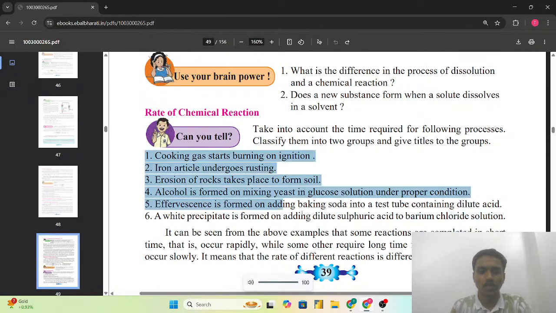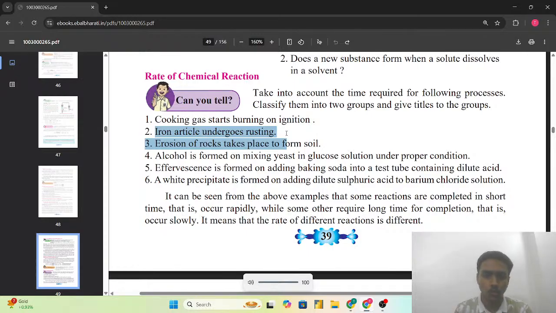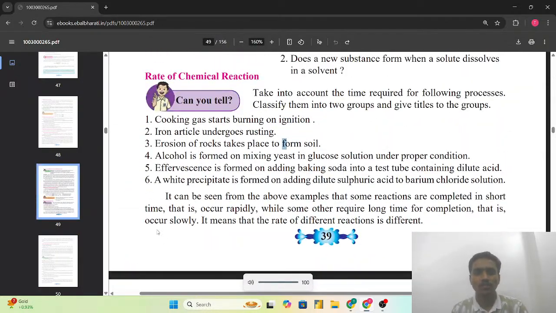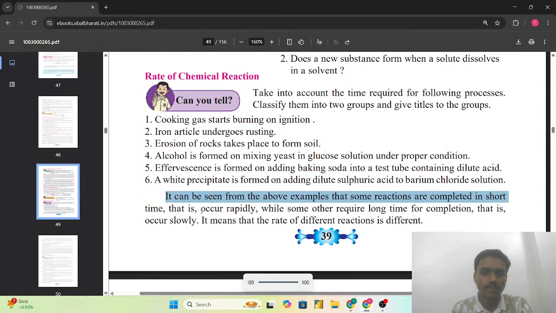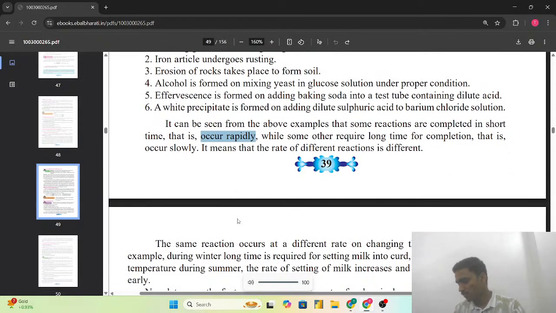We have been given various processes and we have to classify them on the basis of the time taken by them. Ignition of the burner will be a quick process. But the iron article undergoes rusting, which takes years to happen. So it can be seen from the above examples that some reactions are completed in a short time, that is, they occur rapidly, while others require a long time for completion, that is, they occur slowly. It means that the rate of different reactions is different.